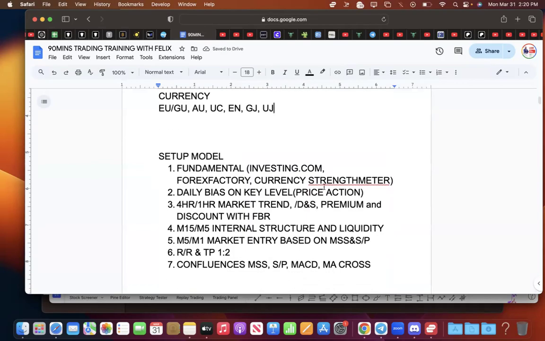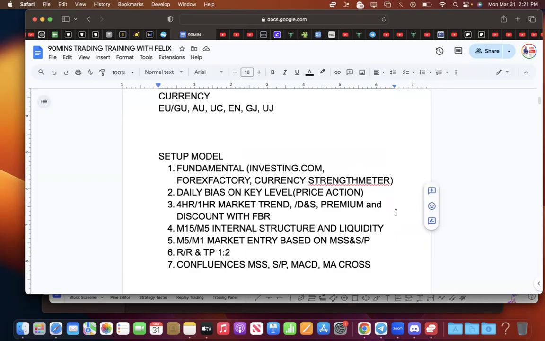Now, setup model fundamentals. Investing.com, Forex Factory, and the currency strength meter are very important. Daily bias on key levels, price action, and the like. Then we have the 4 hour and 1 hour market trend, demand and supply, premium and discount with Fibonacci retracement. Those are the things you want to do pre-market. Then we have the 15 minute or 5 minute internal structure and liquidity. You want to identify liquidity areas in all of those regions. Of course, you identify external liquidity, but also internal liquidity, those swing lows and swing highs, as your target point for taking profits.